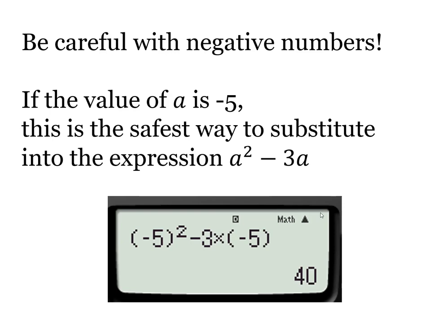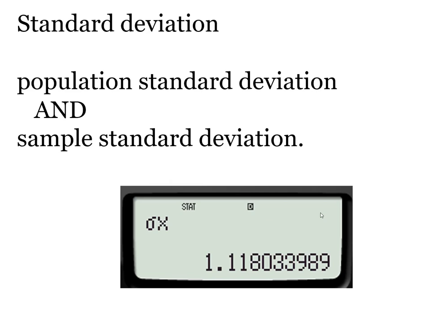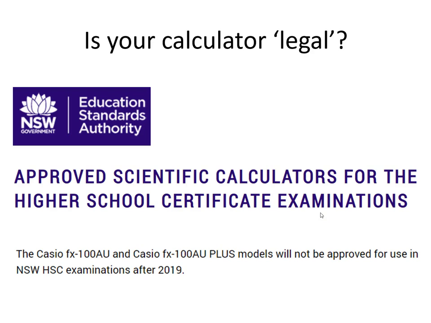It might be different. There are two types of standard deviation. You need to know how to calculate both of them: population standard deviation, sample standard deviation. Every year, NESA updates the list of approved calculators. In 2019, they made an announcement that 2 of the Casio models will not be approved in 2020 and beyond. So if you have those models, maybe you should change. They're okay for 2019, but not for 2020 and beyond.